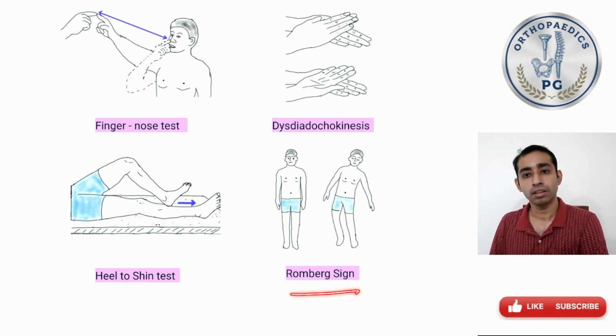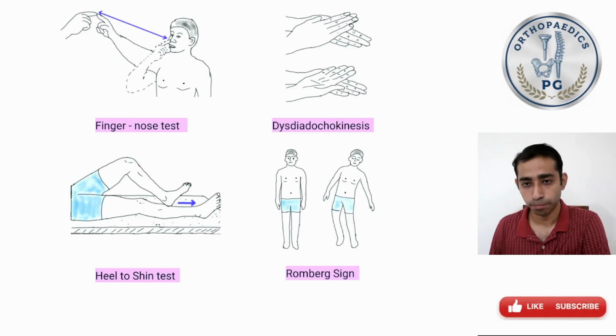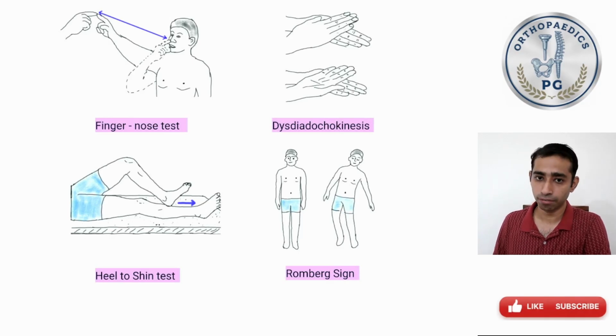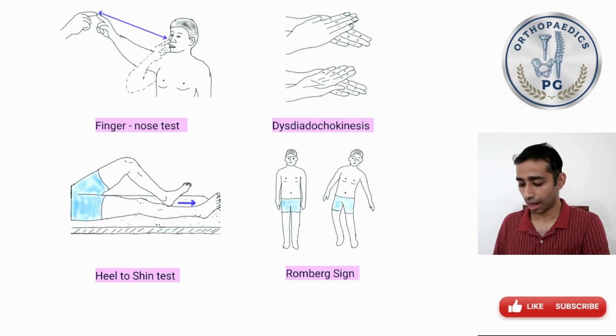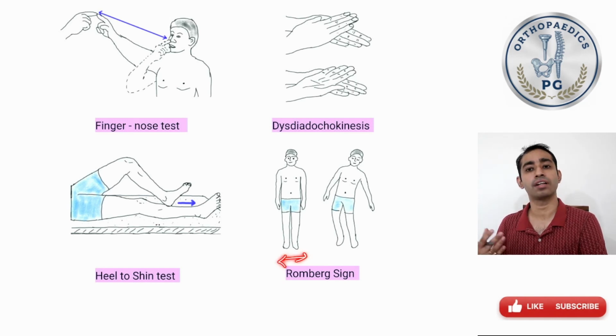The last test is the Romberg sign. Now, Romberg sign is more a test for proprioception of the lower limb rather than a cerebellar function. So here the patient is asked to stand with the feet shoulder width apart, first with eyes open and then with eyes closed. A patient with a problem of proprioception in the lower limb will fall once the eyes are closed because the visual cues are removed. In cerebellar problems, he may have problems standing even with eyes open.